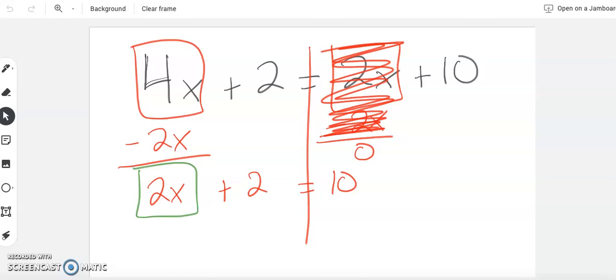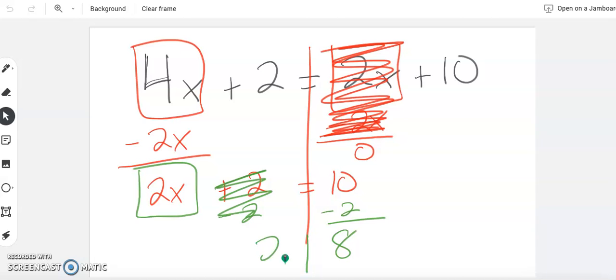So I'm going to box my variable. I'm going to do the opposite outside the box. So the opposite of plus 2 is minus 2. I'm going to subtract 2 from both sides. It cancels on the left. I have positive 8 left over on the right-hand side. And we have 2x equals 8.